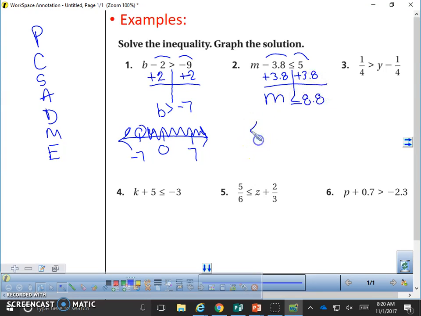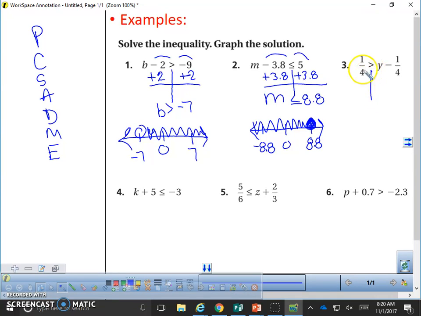Now let's graph it on our number line. 0, 8.8, opposite of 8.8, negative 8.8. Open or closed circle, it's closed because it has that equal sign underneath it, and m is smaller, so shade the smaller numbers.